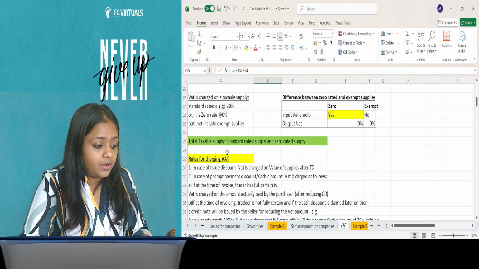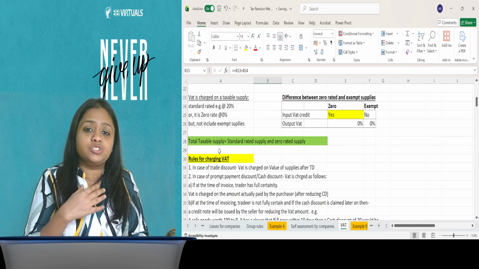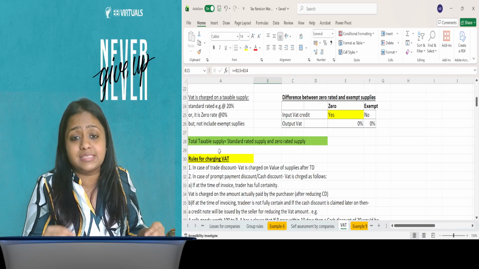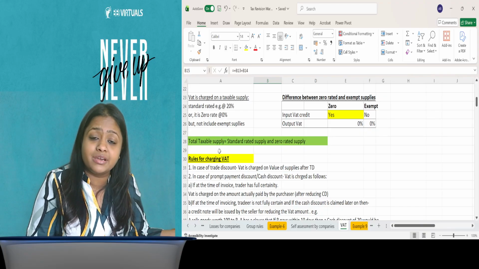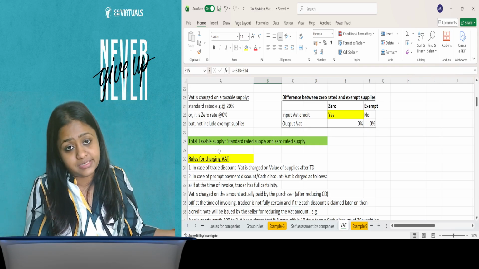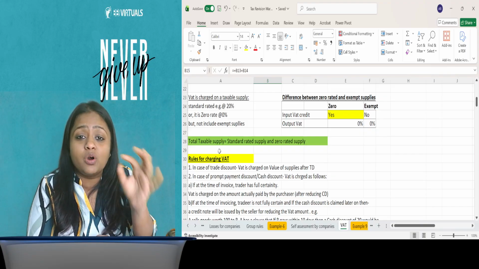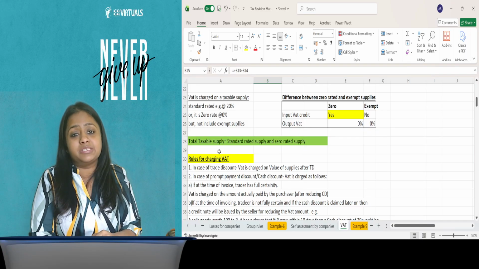Now, very important: what is VAT charged on? VAT is always charged on the taxable supplies. And what is a taxable supply? It is a total of standard rated supplies and zero rated supplies. When you combine the two, you get taxable supplies. Always remember this wherever the term taxable supply is used.